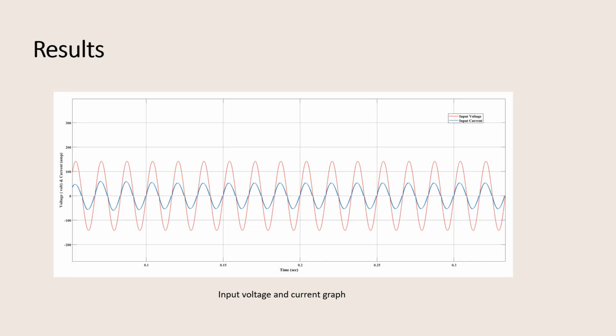And here are the results of the simulation. This graph demonstrates the input voltage and current. The blue one is for the input current and the red one is for the input voltage of the system. As we can see, both the current and the voltage are in phase. And as we have given 142 volts input voltage, we are obtaining nearly 50 ampere of current from the source.